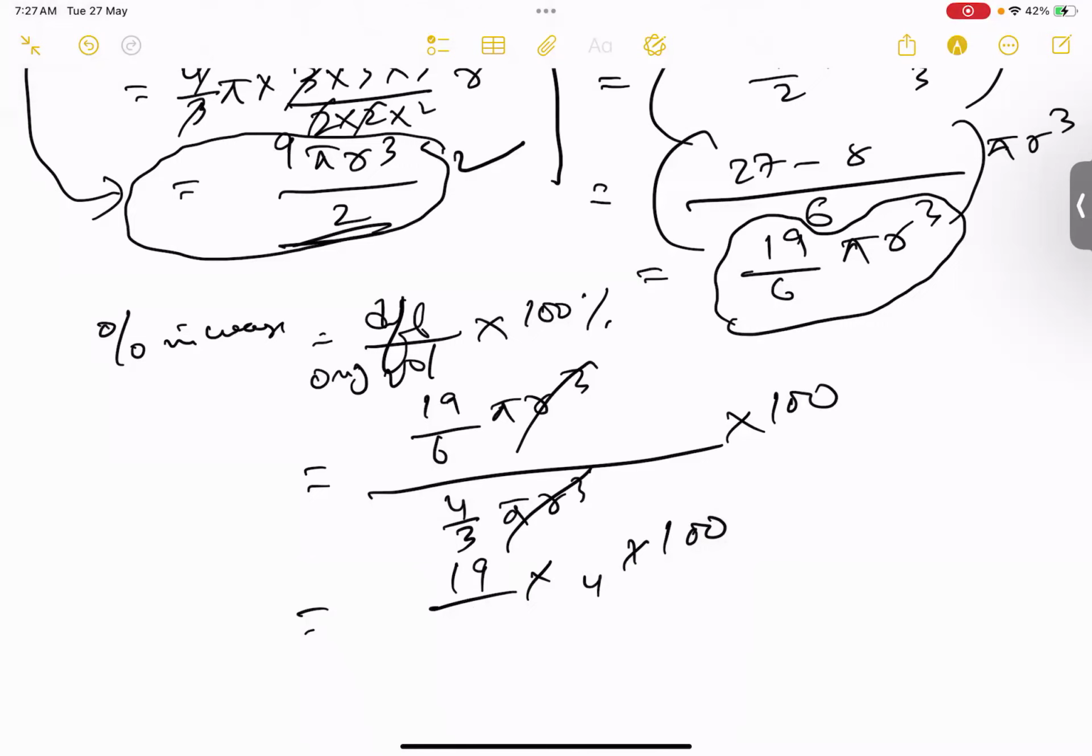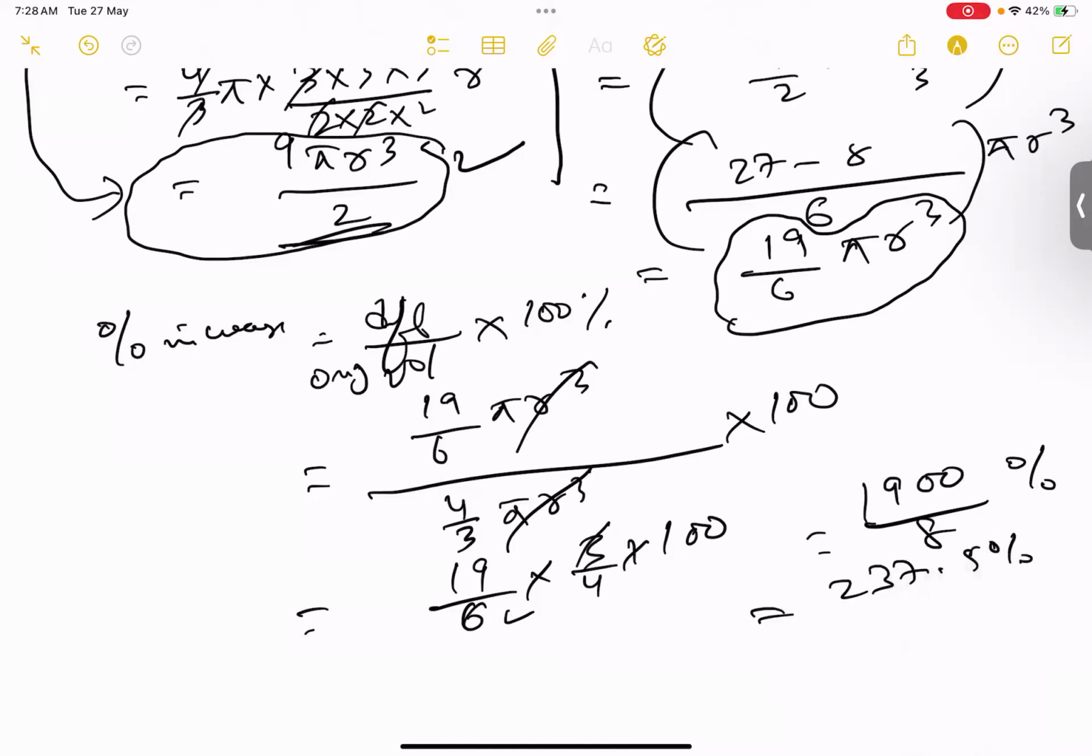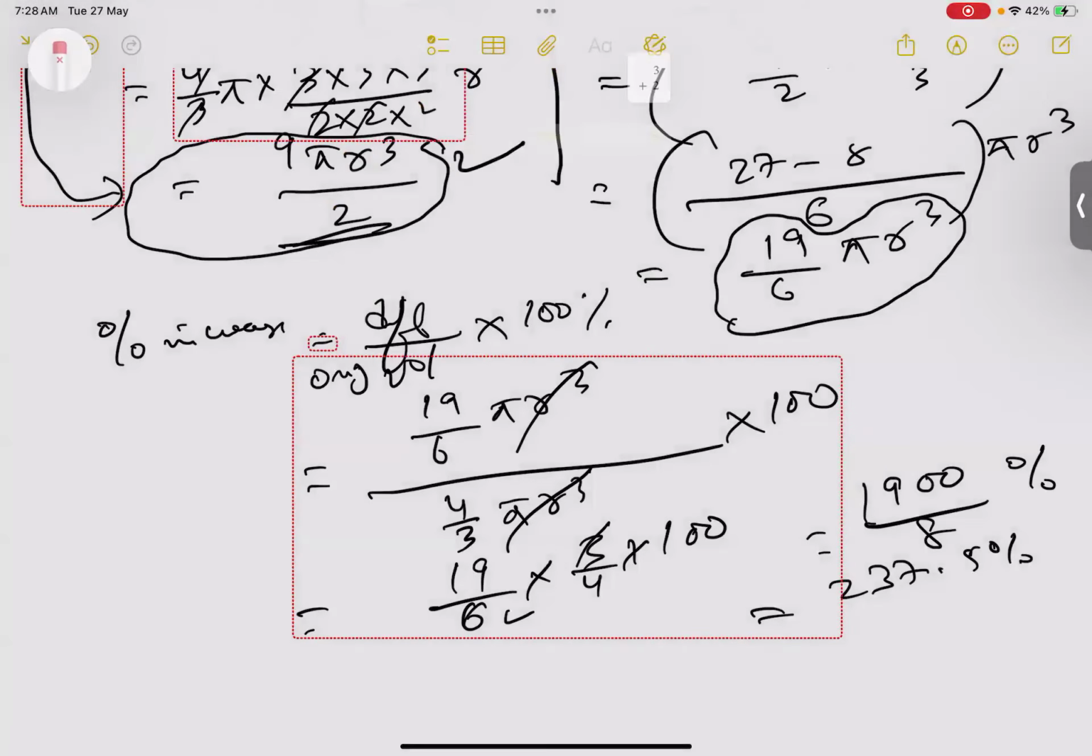3 to the 6. And this answer will be divided by 4 percentage. Then 0.5%. So by increasing the radius by 50%, the percentage increase in the volume is 237%.